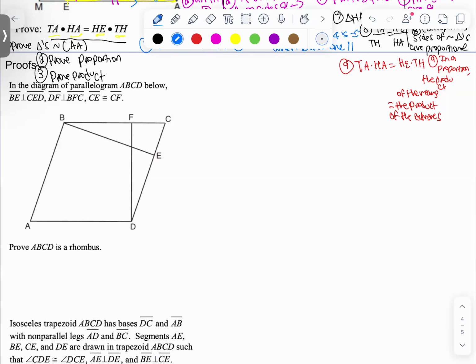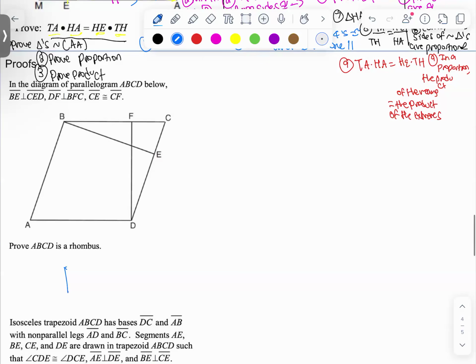And remember, if you already know you have a parallelogram, you don't actually have to show all the sides are equal. As long as two adjacent sides are equal, two consecutive sides are equal, that's enough to prove it's a rhombus. And since it's already a parallelogram, the opposite sides are congruent, so that means all the sides are equal. So all you have to do is show that two consecutive sides are equal to make it a rhombus.